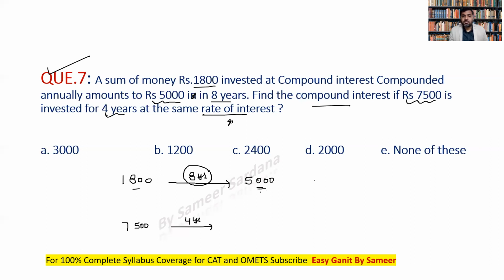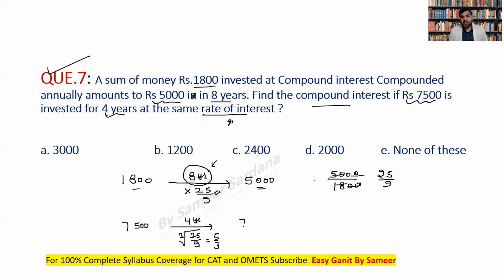Now, you see that the multiplying factor here is my money is becoming 5,000 upon 1800 times of itself. Or you can say that my money in 8 years is becoming 25 by 9 times of itself. If my money in 8 years is becoming 25 by 9 times of itself, in 4 years, it will become square root of 25 by 9 times of itself. That is, it will become 5 by 3 times of itself.